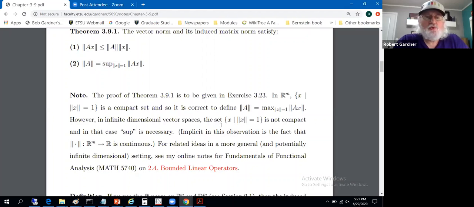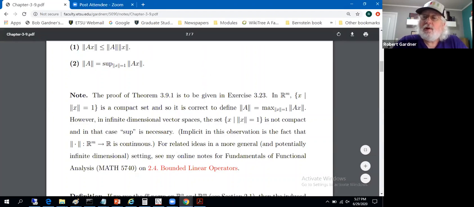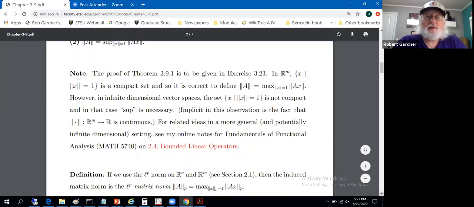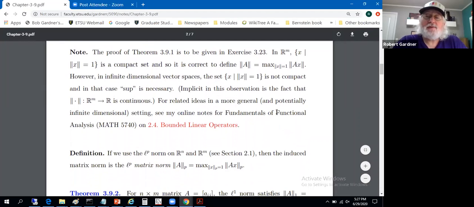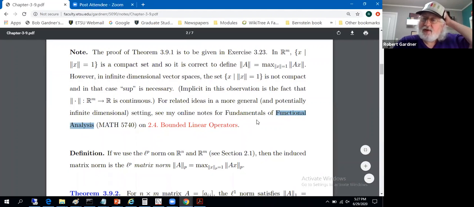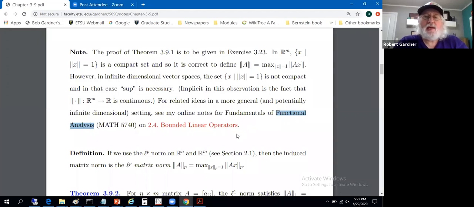So I do need the sup if we're going to do this in infinite dimensions. We're not going to do this in infinite dimensions, but some people are. Commonly, that's the realm of functional analysis. So in functional analysis, we have a little introductory class, fundamentals of functional analysis, and I've got some notes posted online for bounded linear operators. What could that possibly have to do with our topic at hand? Well, the linear part.